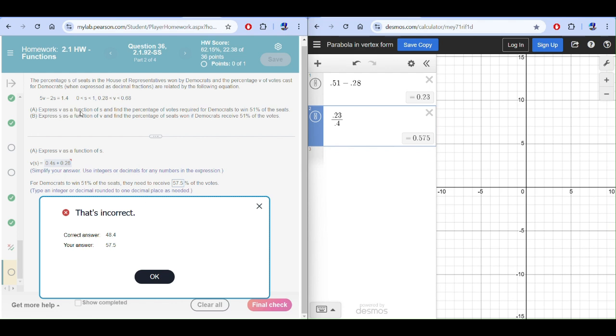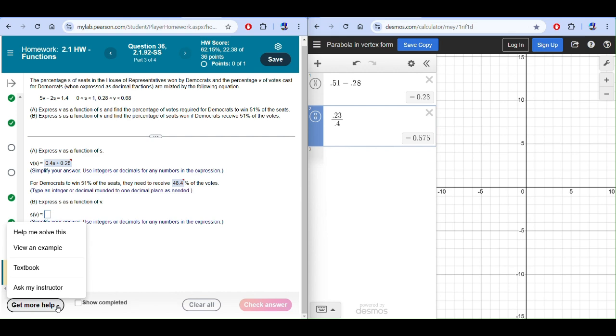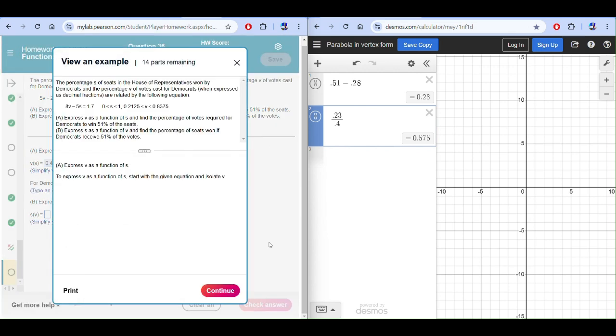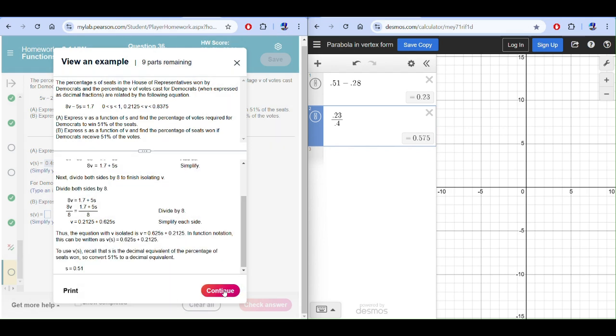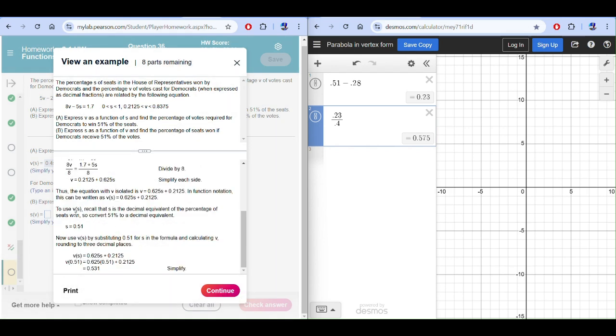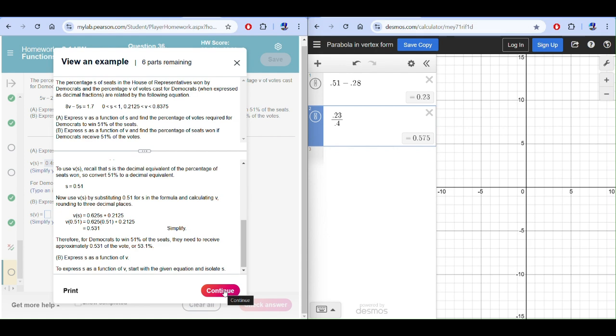Find expressive V as a function of S to find the percentage of votes required for Democrats to win 51%. So where did I mess up? Did that on the next part. So now using 0.51, put S to 0.51. Oh, and then just work it. I thought I did that. No, literally is what I thought I did. Oh no, I plugged it into the end. Okay.